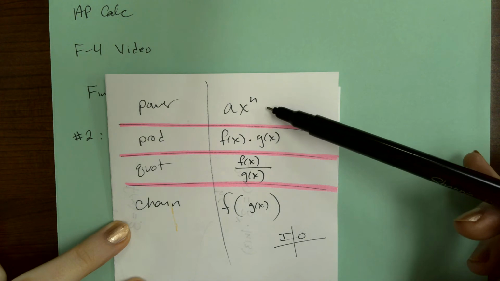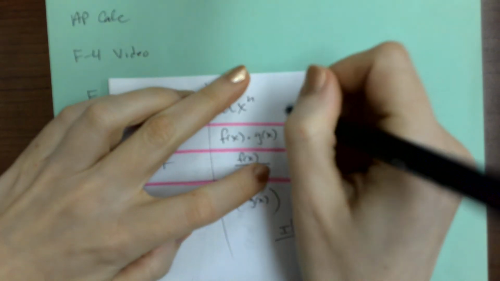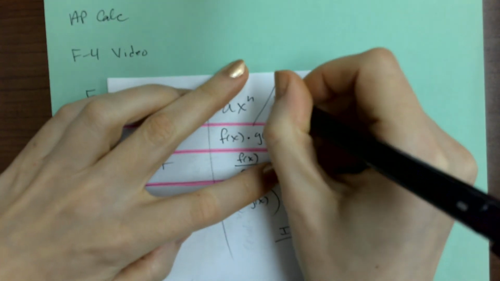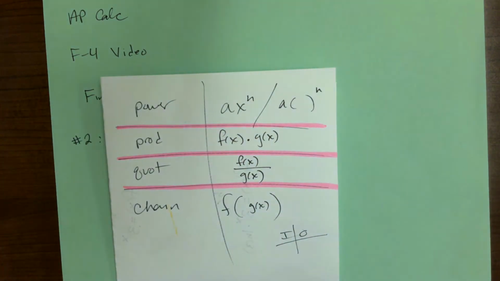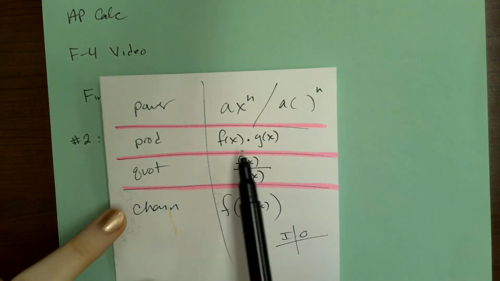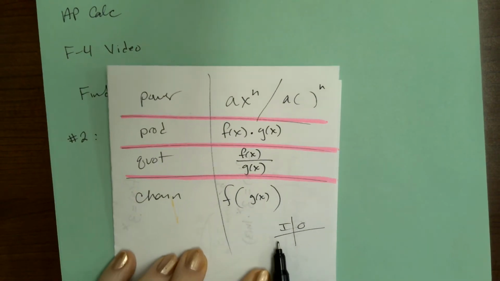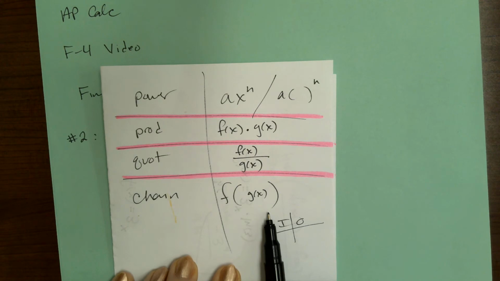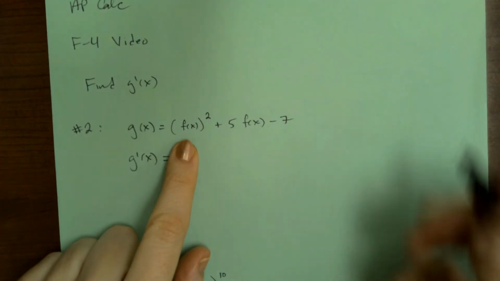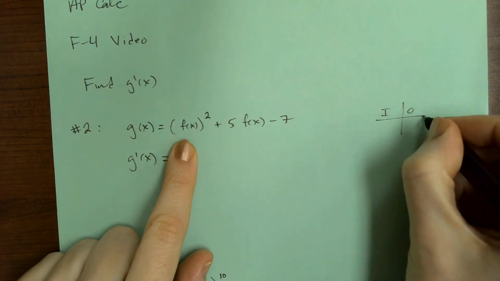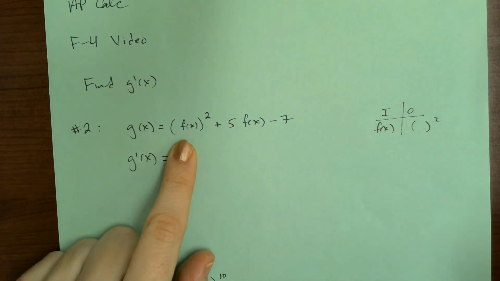So power, if it is of the form ax to the n or a blank to the n. Product, quotient, chain. But we're going to be using chain here because there is an inside function and an outside function. So for this one, inside, outside. The inside function here is f of x. The outside is blank to the second.